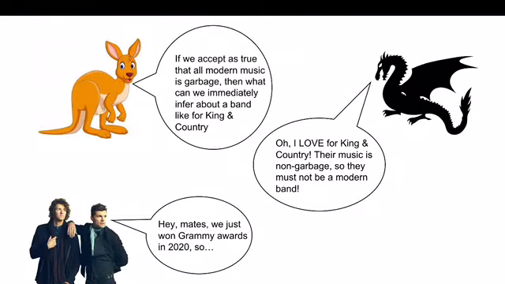And Kangaroo comes up and she says, if we accept as true that all modern music is garbage, then what can we immediately infer about a band like For King and Country? And Logic Dragon says, oh, I love For King and Country. Their music is non-garbage, so they must not be a modern band. And there's Joel and Luke Smallbone down there, and they're saying, hey, mates, we just won Grammy Awards in 2020, so I don't know if you guys know that band, but they are a great band. Check them out, For King and Country. They're from Australia. They live here in the United States now, and they're a wildly popular band.